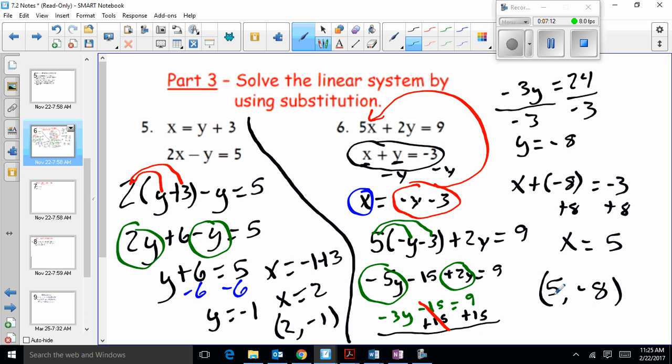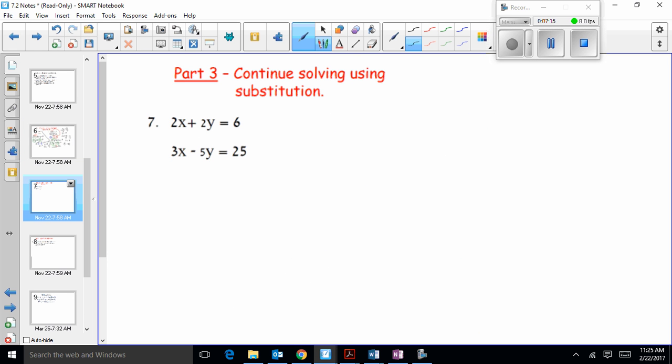Moving on to number 7. Now on this problem right here, I don't have x or y by itself. So since neither one of these is by itself, I'm going to have to first get one of the variables by itself. I'm going to work with 2x plus 2y equals 6. I'm going to subtract 2y from both sides, and I'm left with 2x equals negative 2y plus 6.